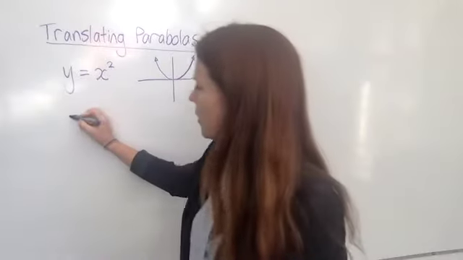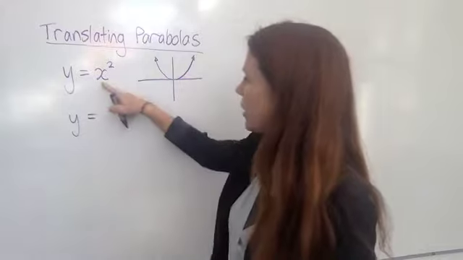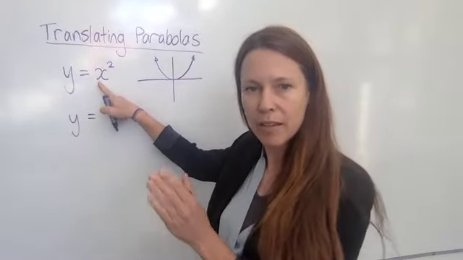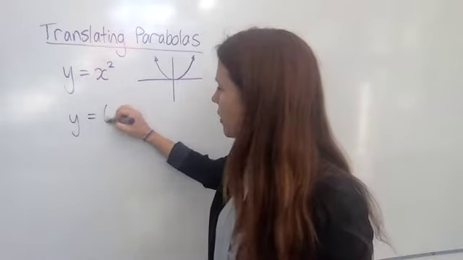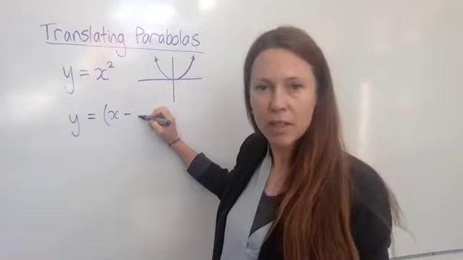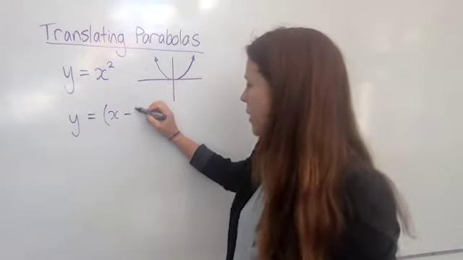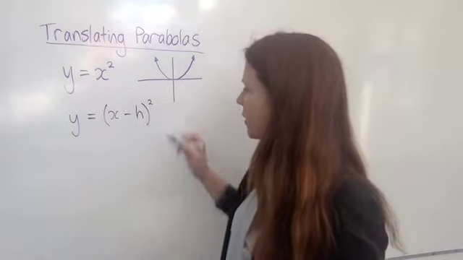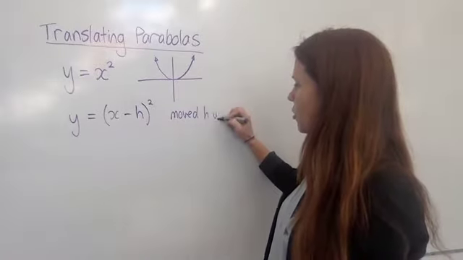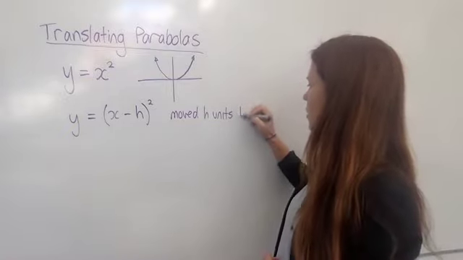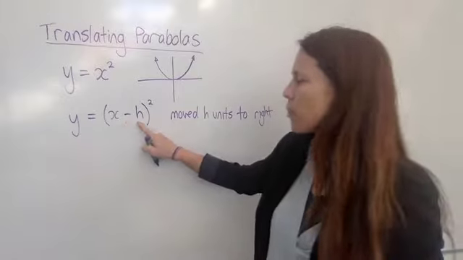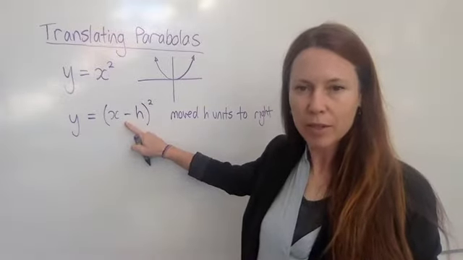And moving left to right, we have a look at what the x is doing. To move it left and right along the x-axis, we replace x with x minus something. And that something is how far we've moved it one way or the other. So a basic form looking like this means that we have moved h units to the right.